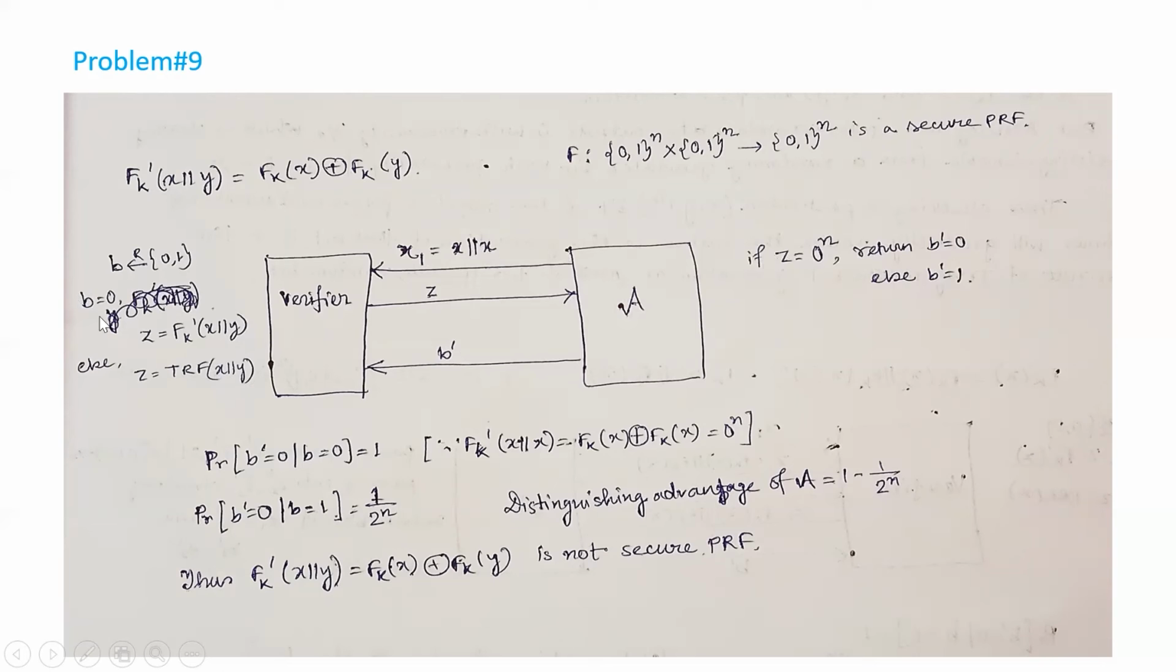Now, provided the scenario was actually b equal to 0, that is, the verifier decided to communicate using a PRF, then z is bound to be the all 0 string, and so the adversary will return b dash equal to 0. So the probability of b dash equal to 0 given b equal to 0 is always going to be 1. But what if the verifier actually decided to use a TRF to respond to the query inputs, but the adversary got to see z as the all 0 string of length n? That probability is 1 by 2 to the power n. So the distinguishing advantage is 1 minus 1 by 2 to the power n, which is not negligible. Thus we conclude that this construction of fk dash is not a secure PRF.